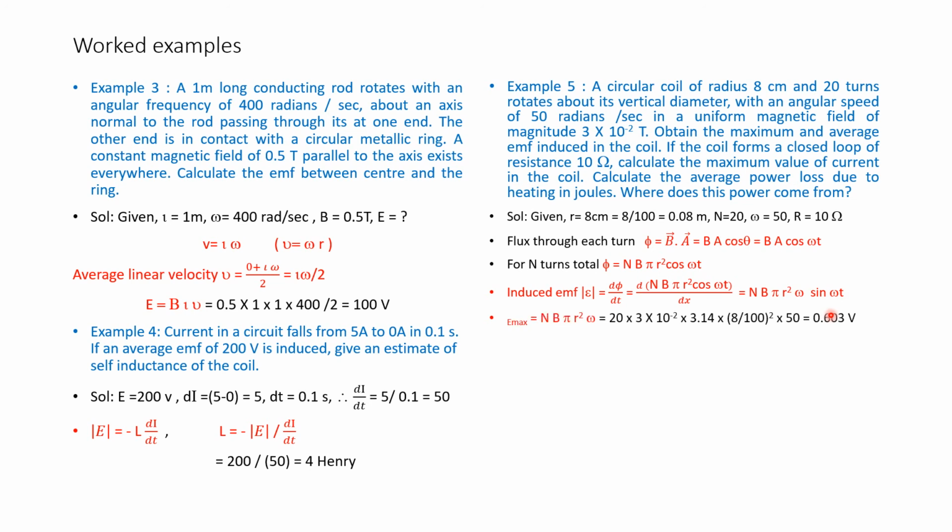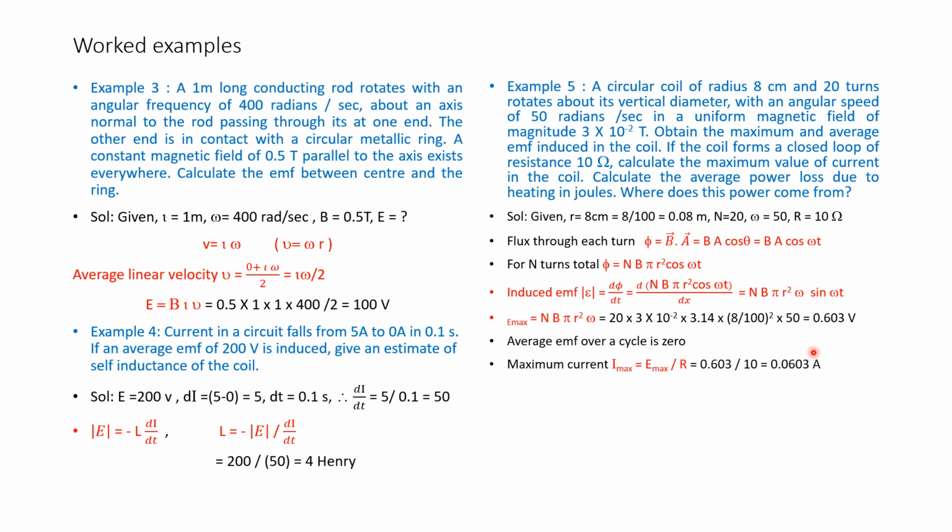Average EMF over the cycle is 0 because there is a positive cycle and a negative cycle. So, average is 0 for any sine wave. Hence, here also average EMF is 0. So, current maximum is given by E max divided by R, that is equal to E max, which we have calculated as 0.603, divided by 10 ohms, the given resistance, that is equal to 0.0603 amps.